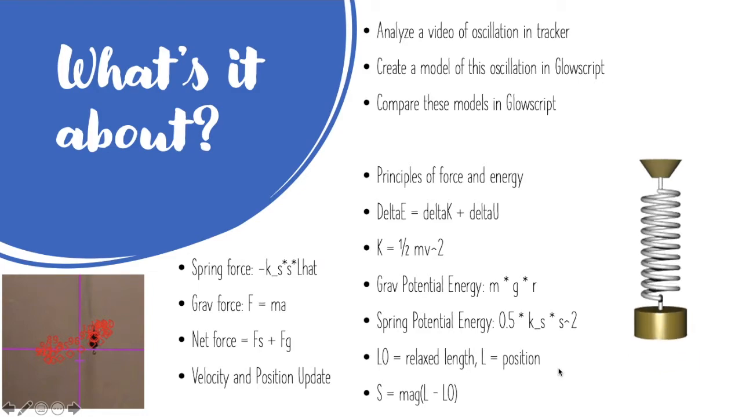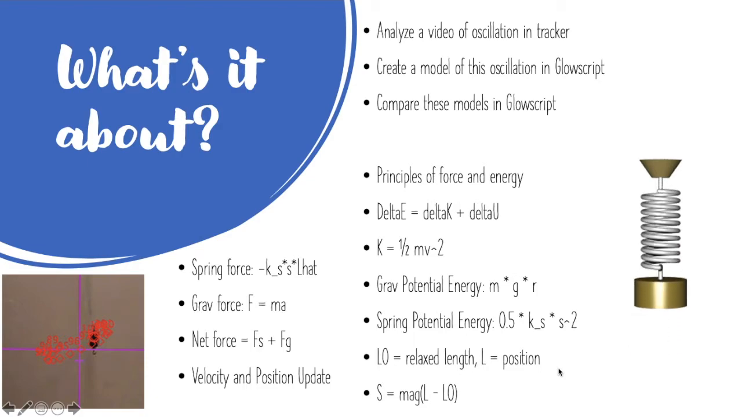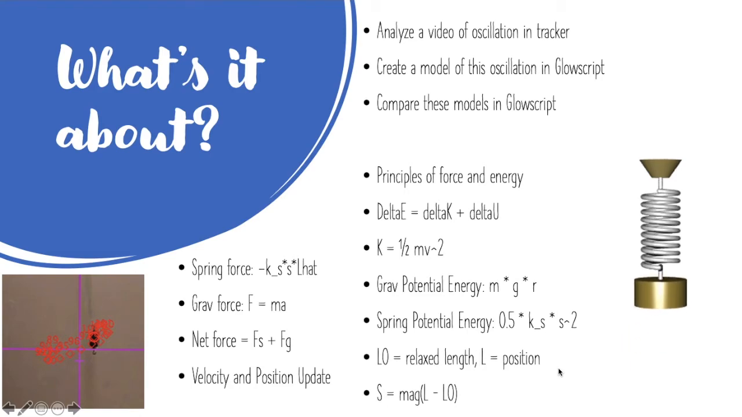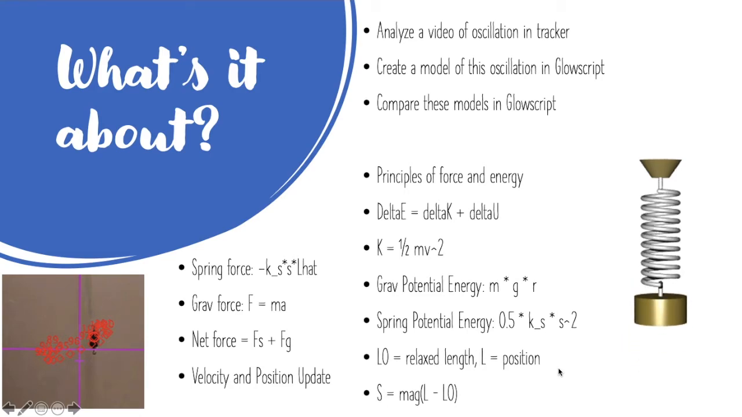dimensions. We are going to analyze this in Tracker and take the data that we find of its position and time. Then we are going to input that into GlowScript, and we're going to create a computational model in GlowScript to understand how oscillations work from a spring and mass. The physics principles that are involved in this lab include energy principle, forces, and then the velocity and position update.